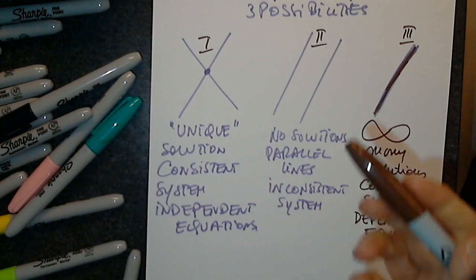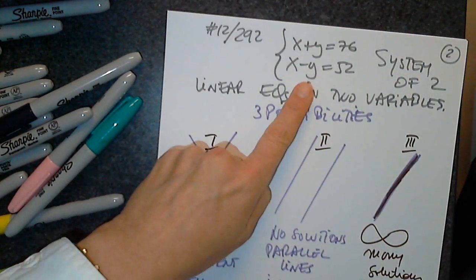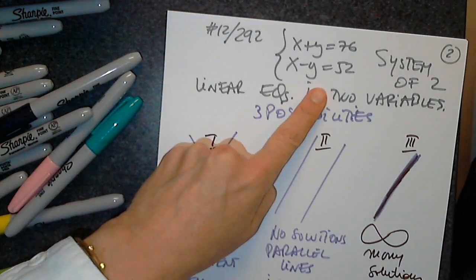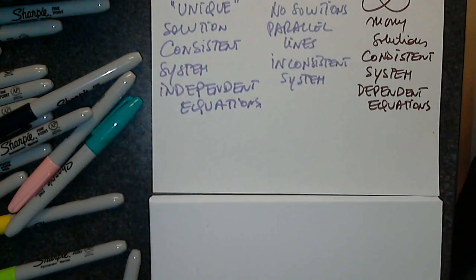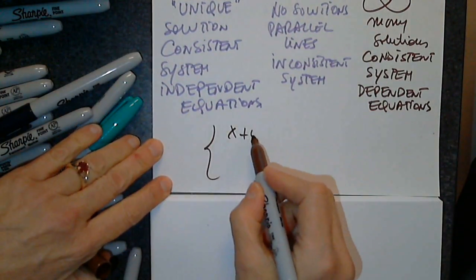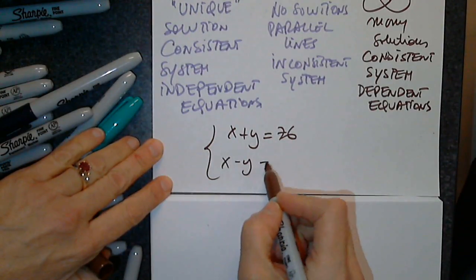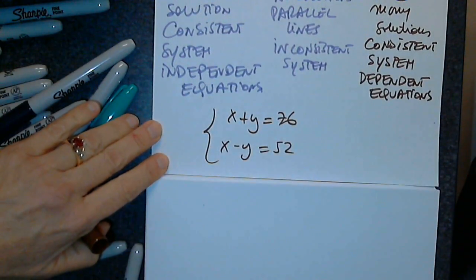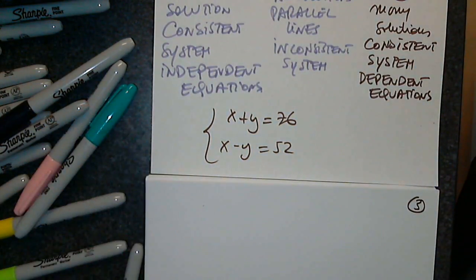Very good. So we have our system. This is our system. We're trying to solve it. Ready? I'm gonna copy it one more time. X plus y equals 76. X minus y equals 52. You gave me the equations. Do we understand how we got the equations? Is this clear? Should I read the problem one more time? Or is that understood? Okay, very good.